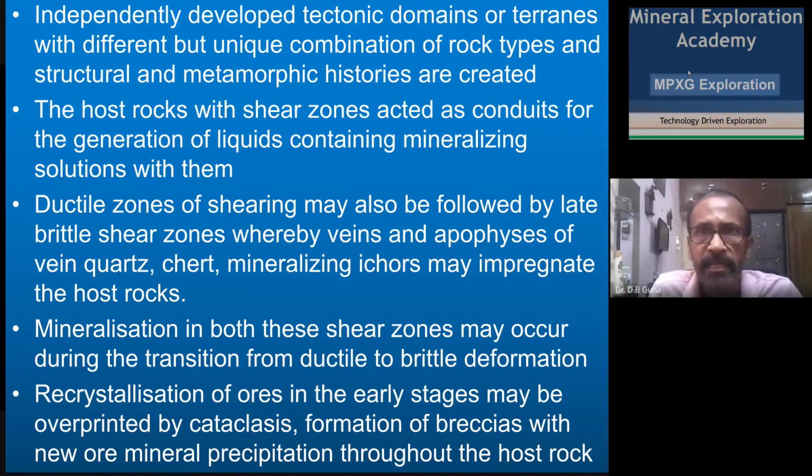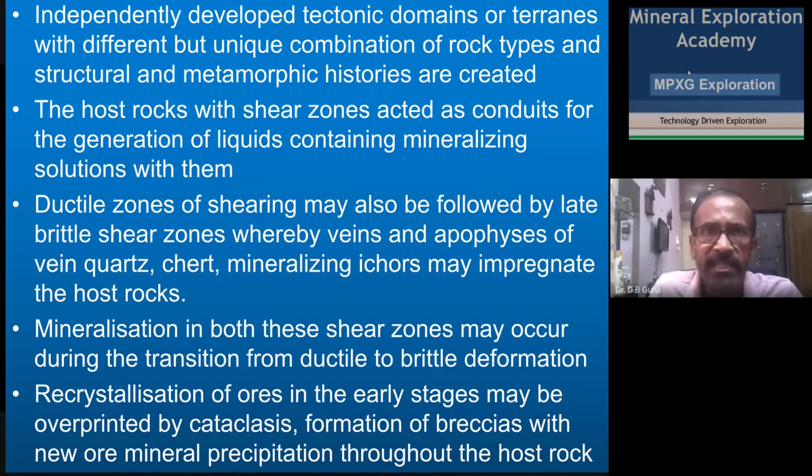Like here in the cratonic terrain, we have identified in Rajasthan several tectonic domains of individual groups of rock types which share their boundaries with the next tectonic domain, which contains an altogether different combination of rock types, but the deformation history almost remaining the same, or similar in nature. So these shear zones which are acting on the host rocks are basically the pathways for the generation of liquids, and the liquids go through these shear zones containing the mineralizing fluid and deposit them into the rock types present inside the tectonic domain.